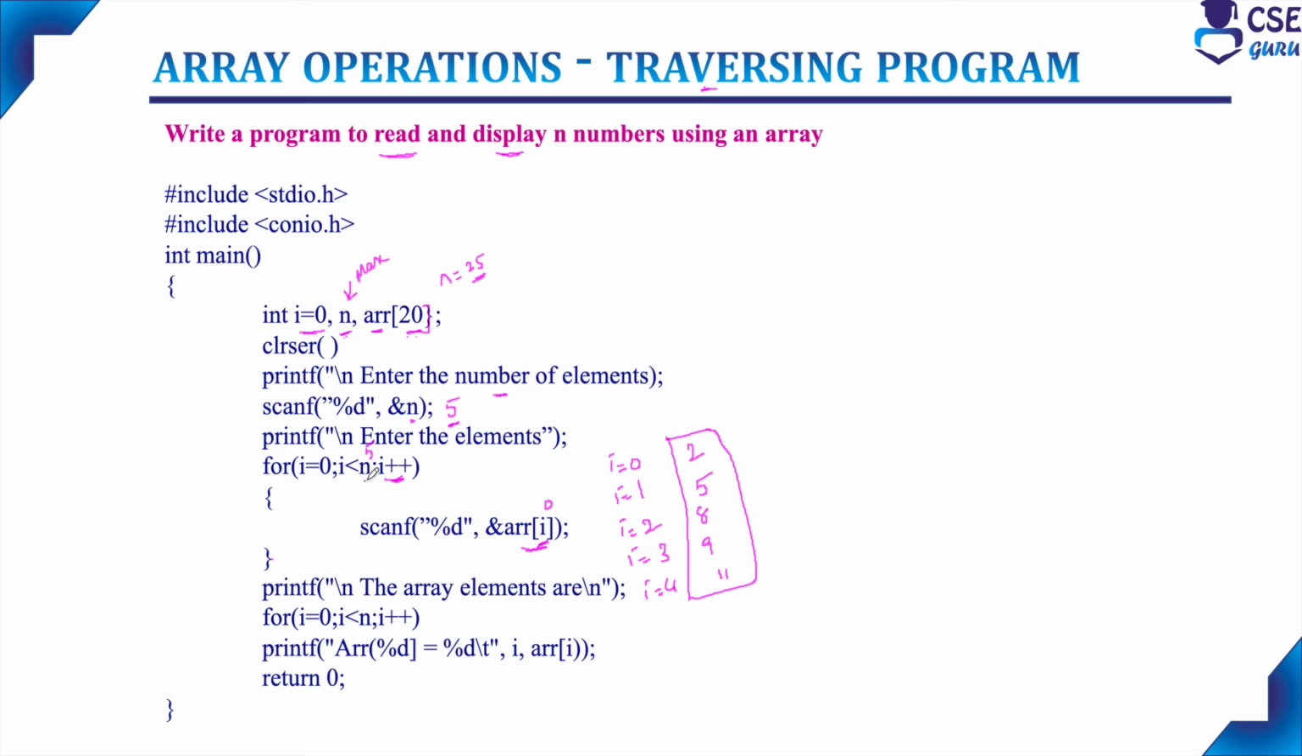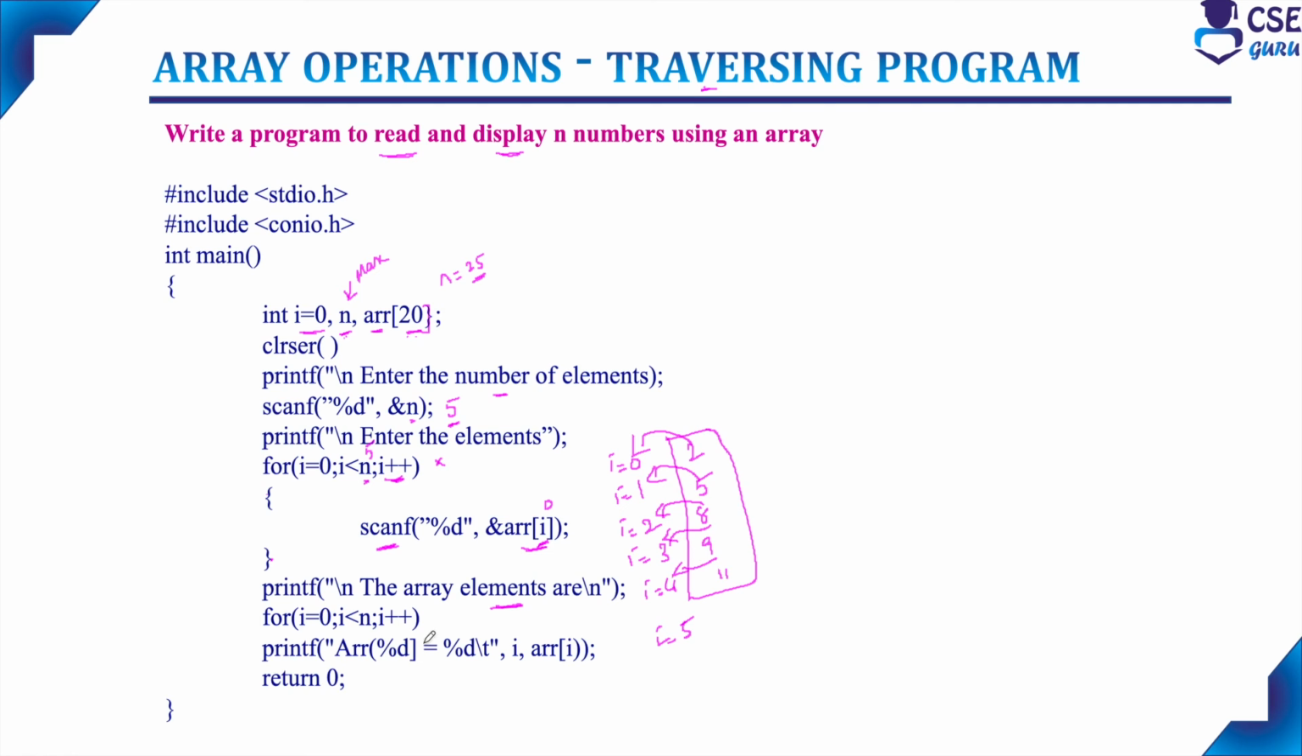Then, when the i value is 5 and you check the condition, it fails, so it will exit the for loop. Similarly, if you want to print the array elements, this for loop will accept these 5 elements and they will be stored in the memory locations. Here we have used a scanf statement, so it will accept these 5 elements and store them in the corresponding memory locations. That is the meaning.